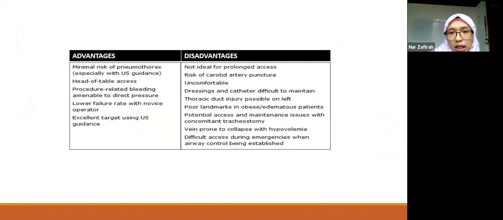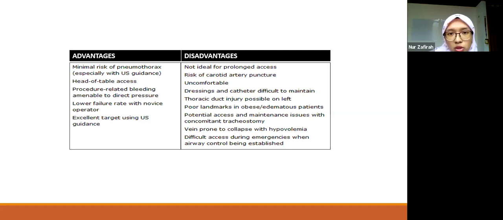Okay, so what are the advantages of the internal jugular vein? There is minimal risk of pneumothorax, especially if you use ultrasound guidance, compared to subclavian vein access. And then head of table access. Then procedure-related bleeding is amenable to direct pressure. And then a lower failure rate with novice operators. And the next advantage is that it is good with ultrasound guidance.